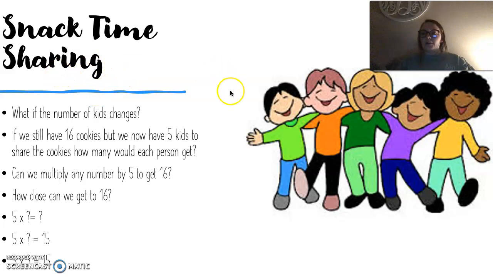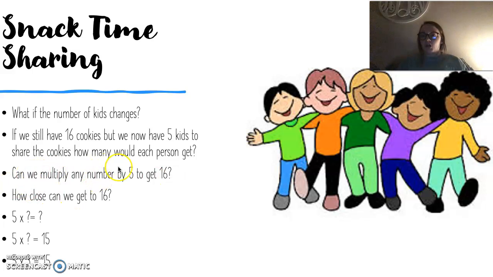So, as I talked about earlier, we would have the opportunity to have a not even number, so that way we could have students kind of problem solve. So, what if this time, students, the number of kids changes? So if we still have 16 cookies, but now we have 5 kids to share the cookies, how many would each person get? So we have another friend joining our 4 friends, and we need to put the cookies all back together and make sure that we share them evenly with our 5th friend.